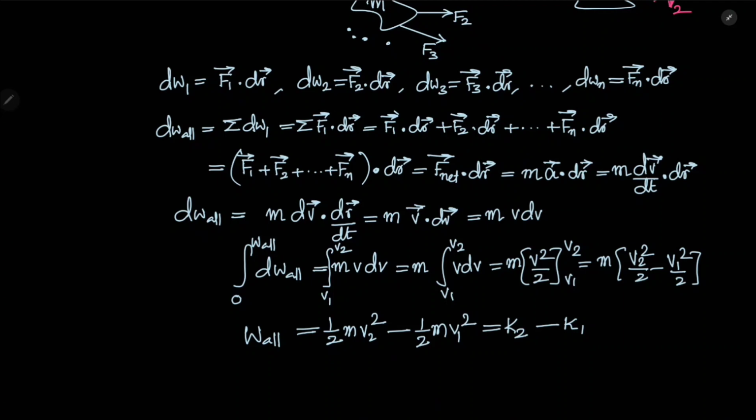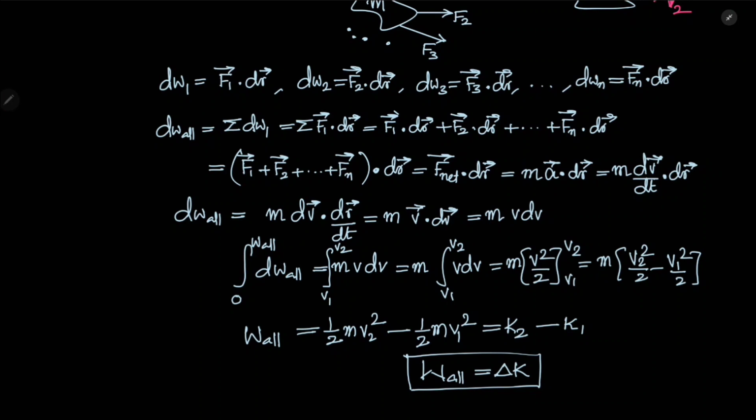So half mv square is nothing but energy, a form of energy. And this energy arises because of the speed, because the only variable in this is speed. M is constant, half is constant. So we are defining this form of energy as kinetic energy, because this is energy possessed by the system due to its motion or speed. So we are naming it as kinetic energy. So half mv2 square is K2, final kinetic energy, minus half mv1 square, initial kinetic energy. So that is K2 minus K1. Work done by all forces acting on the system is delta K, change in kinetic energy. This is the work energy theorem.